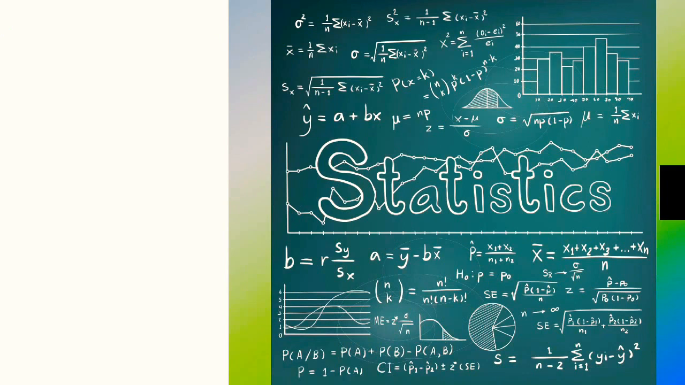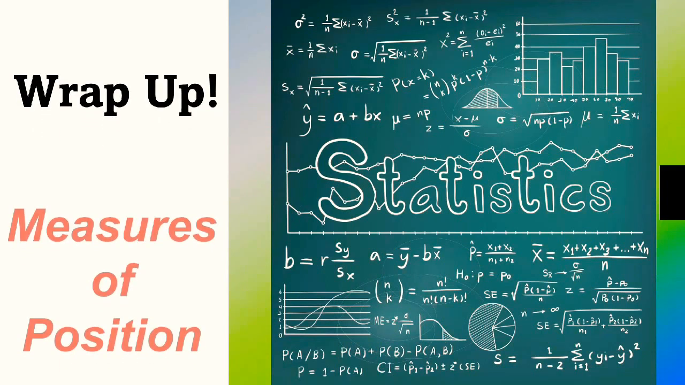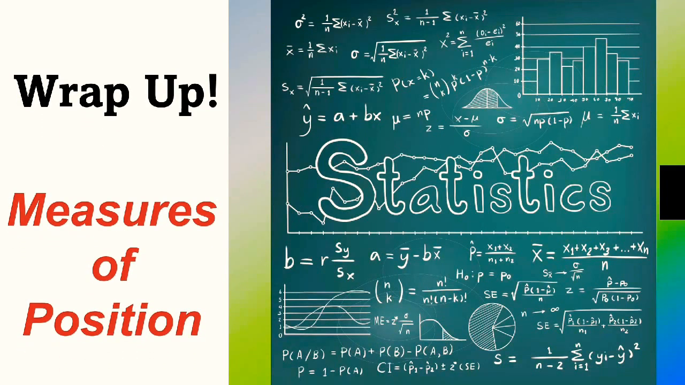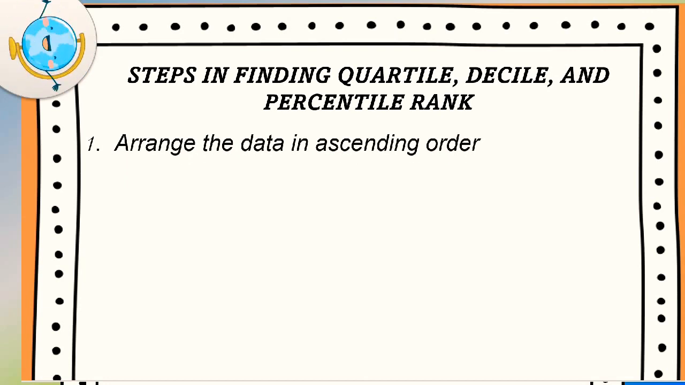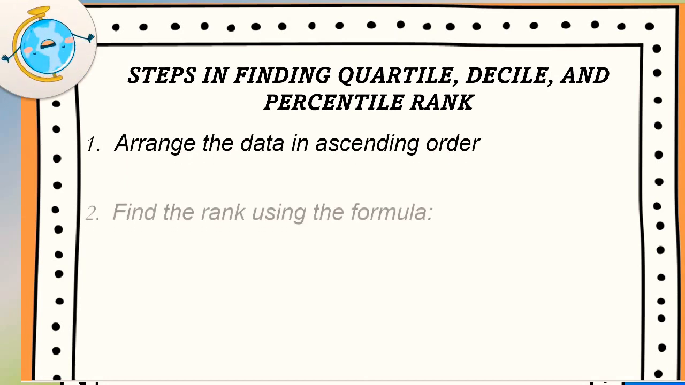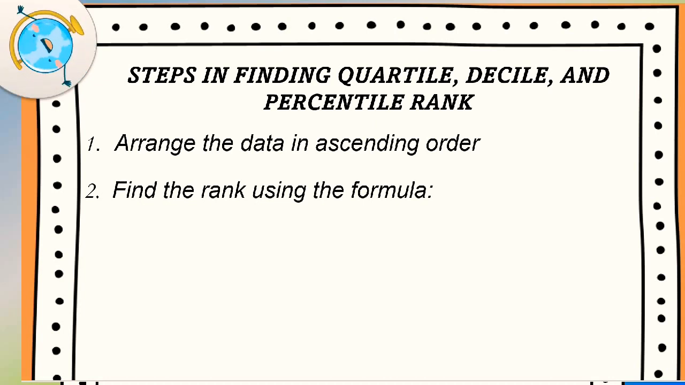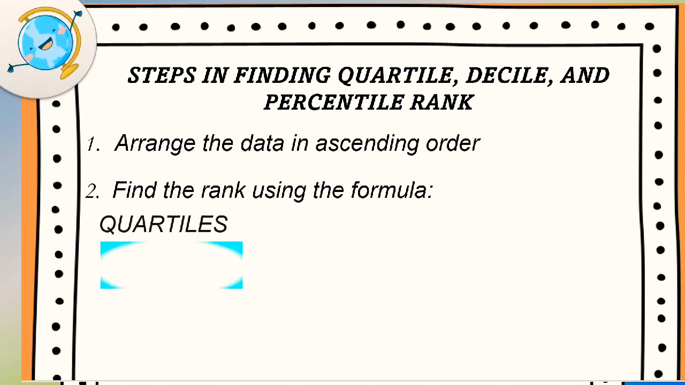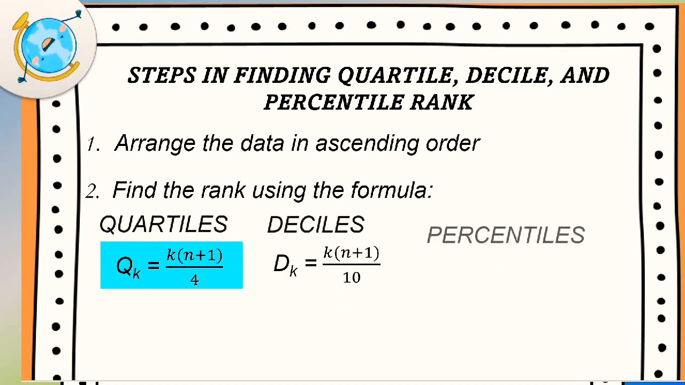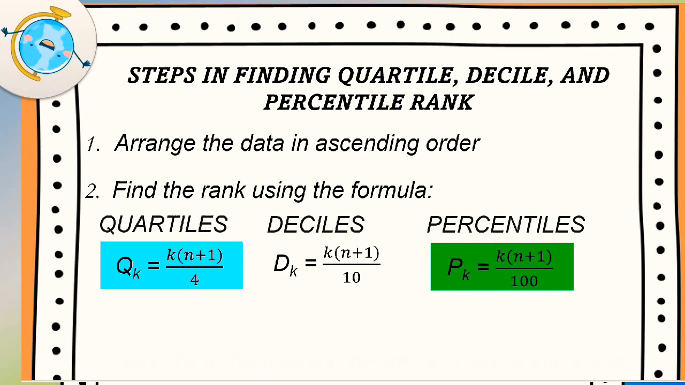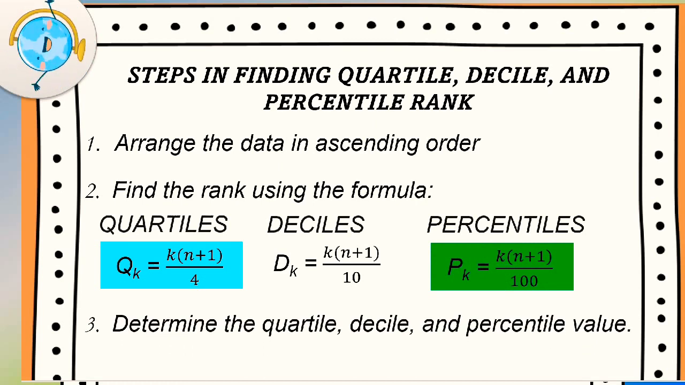Okay, to wrap up the things that we learned for today under the measures of position using the Mendenhall and Sincich method. Number 1, arrange the data in ascending order. Number 2, find the rank using the formula for quartile, decile, as well as percentile. Next, determine the value of the quartile, the decile, and the percentile.